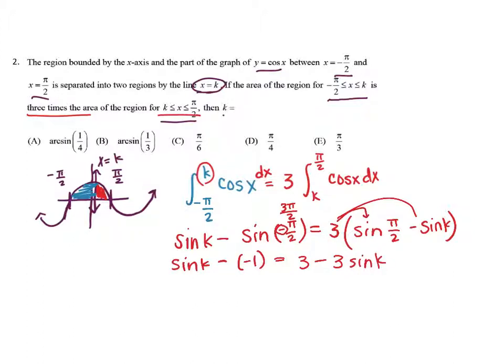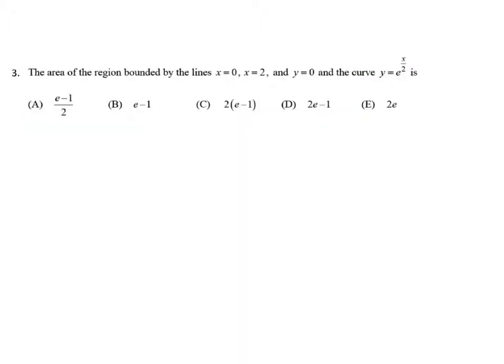Now solve this equation. I know that's minus a negative, so plus a positive. I'm going to add 3 sine of k over, so that's 4 sine k equals 2. And so that's going to tell me that sine of k is 1/2. So which of the answer choices is going to give me 1/2 when I substitute it in? Pi over 6.